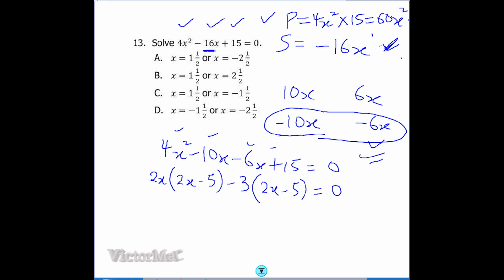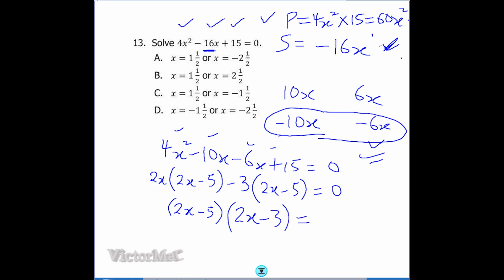Now, we have an HCF also. The HCF is the linear expression in the bracket. Divide the first one by 2x minus 5. And what do we have? We're going to have 2x. Alright. Divide the second one too by 2x minus 5. We're going to have minus 3 as the quotient.